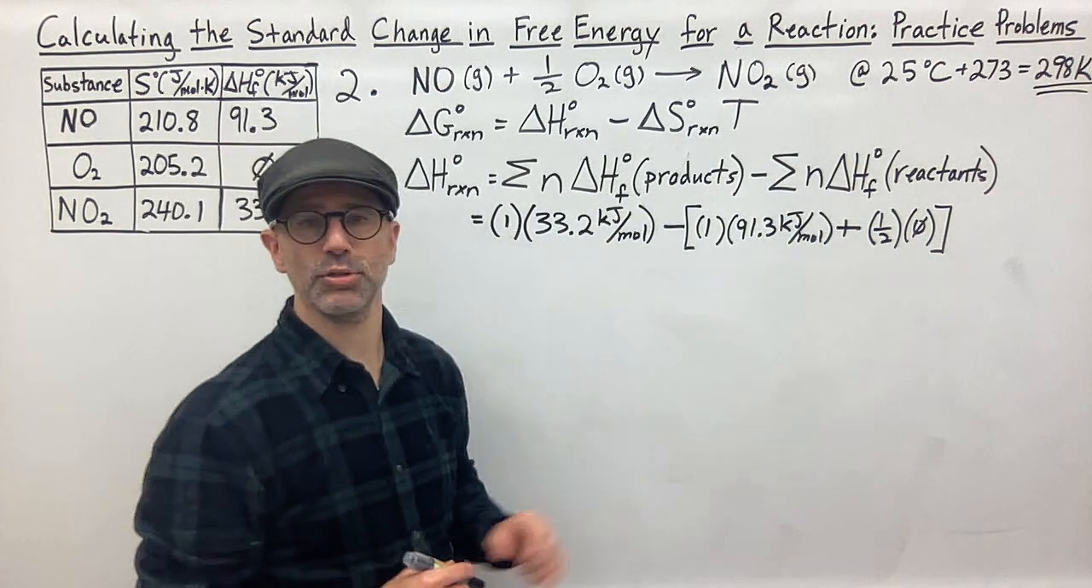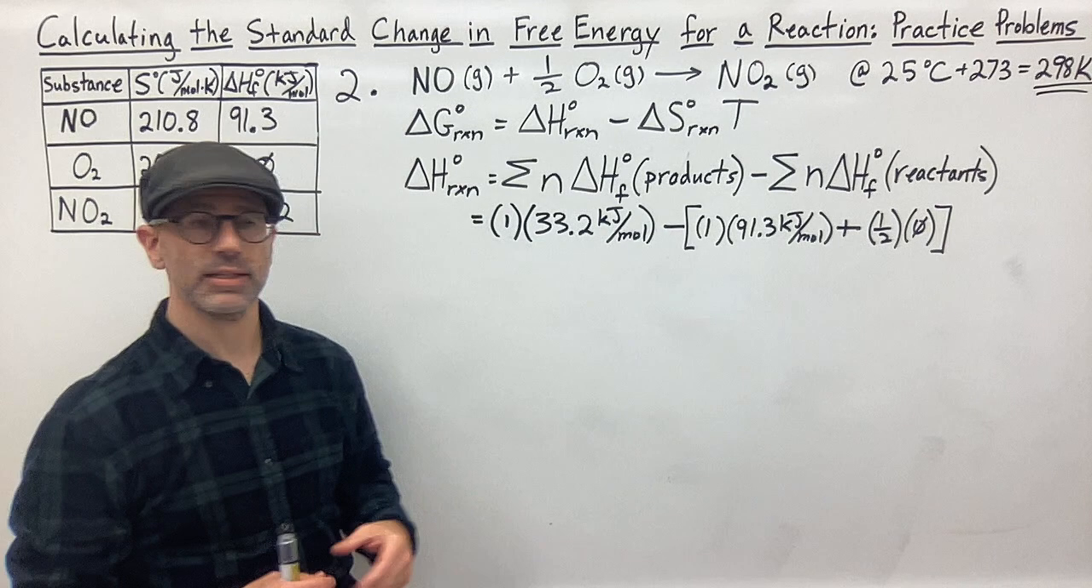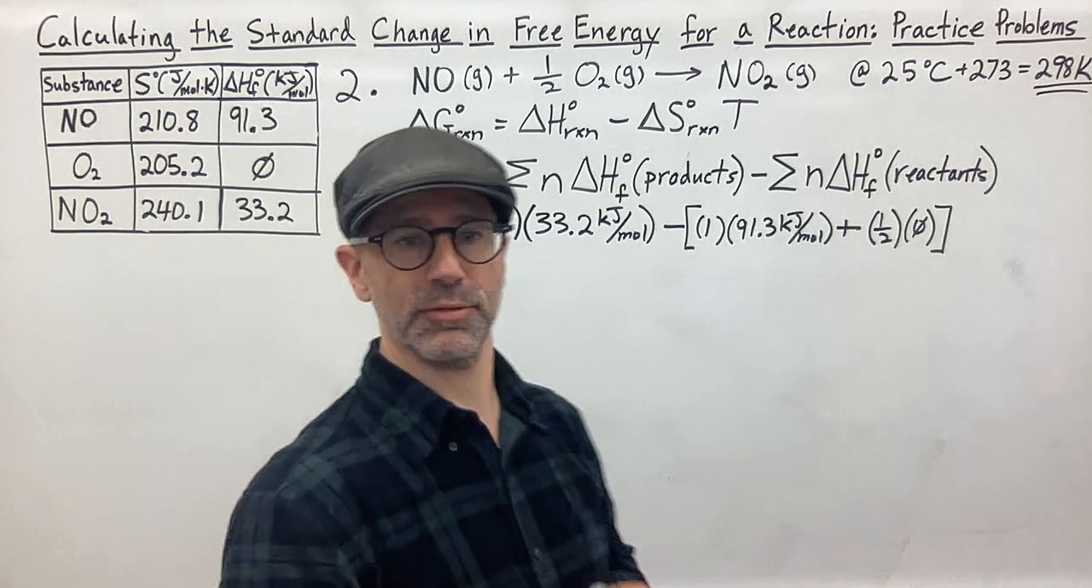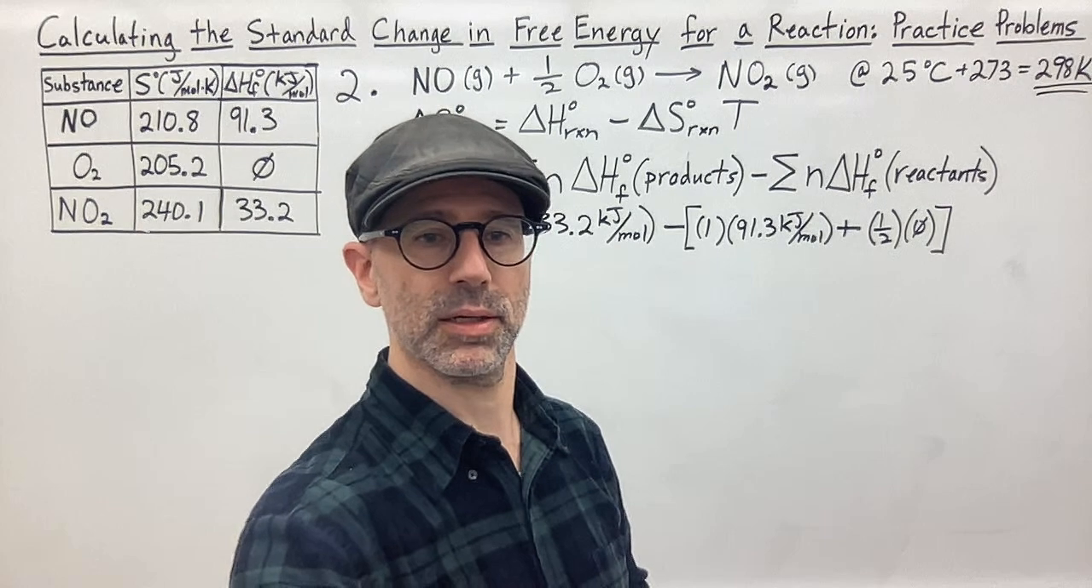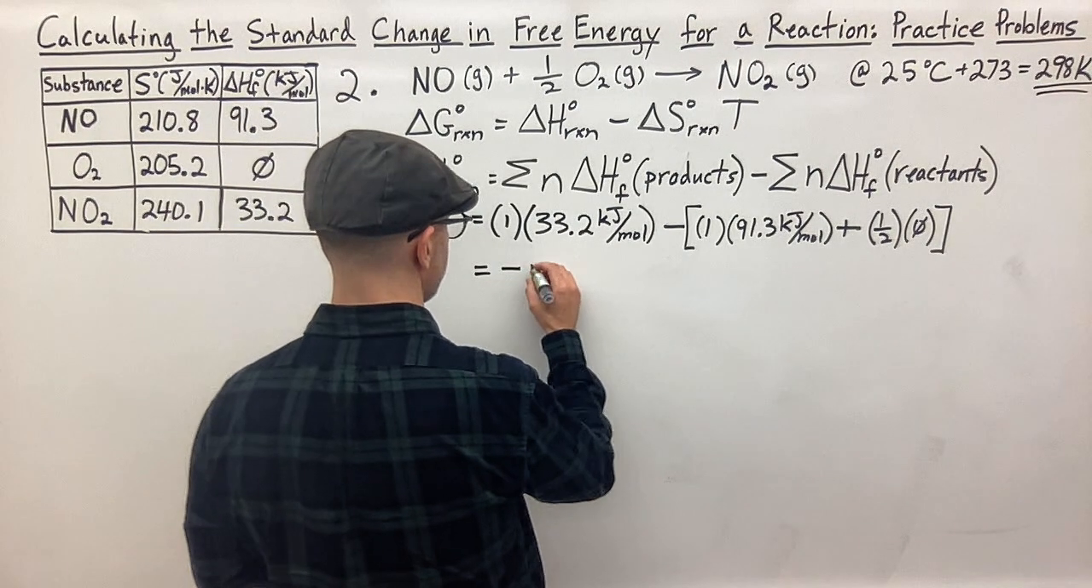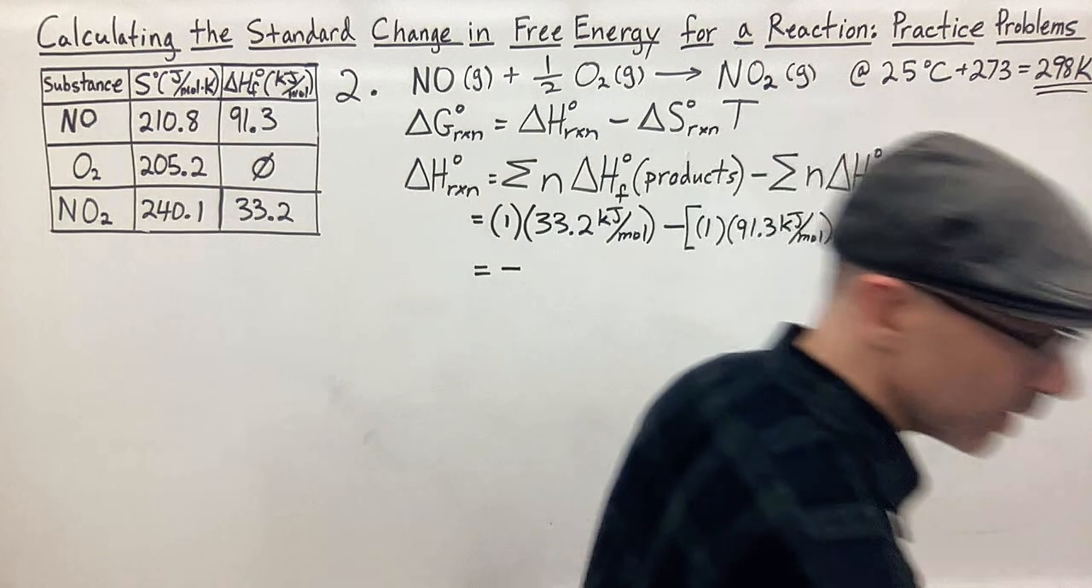Now all I have to do is just calculate. And when I do, I get, what did I get for that? And what I get here is a negative, what did I get?